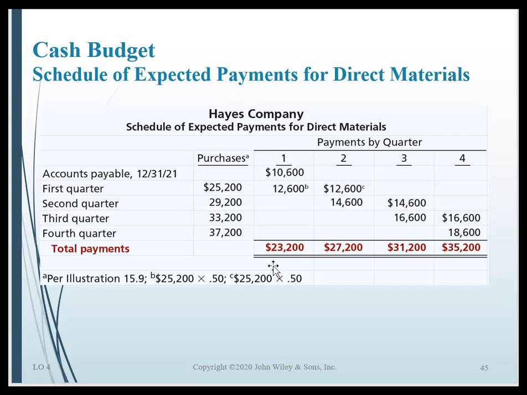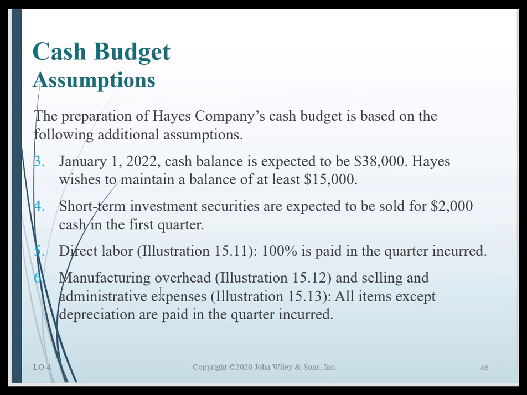So now again, we add these up. Now what do we have? Total payments for our direct materials. And again, down here, they show us how we calculate those using 50%, a pretty easy kind of an exception. So now what do we need to do?